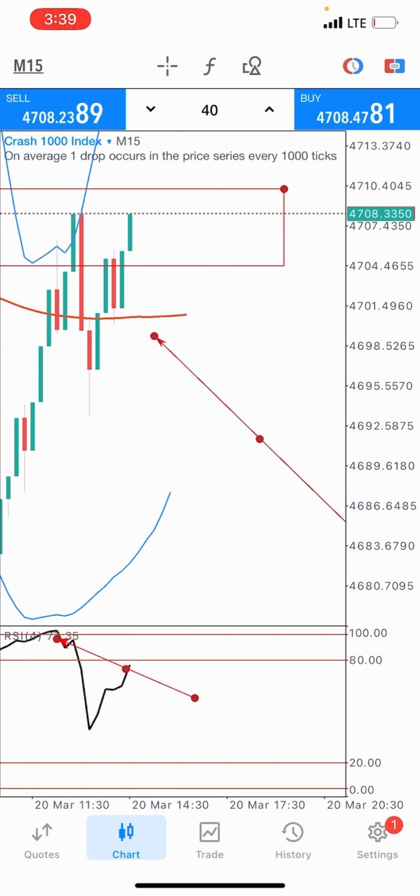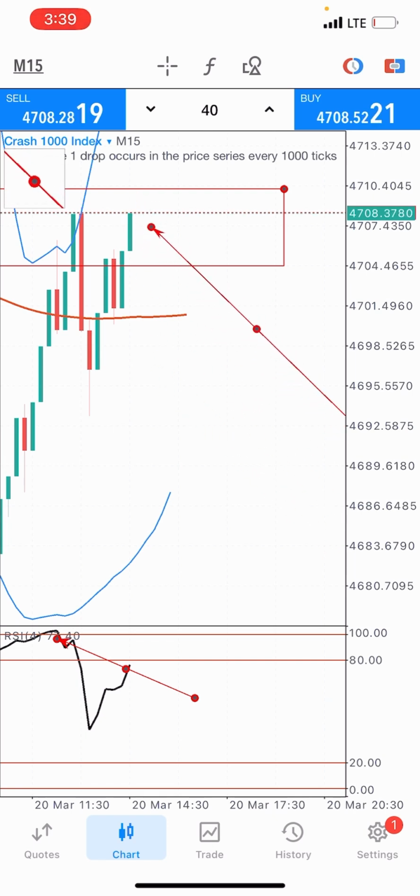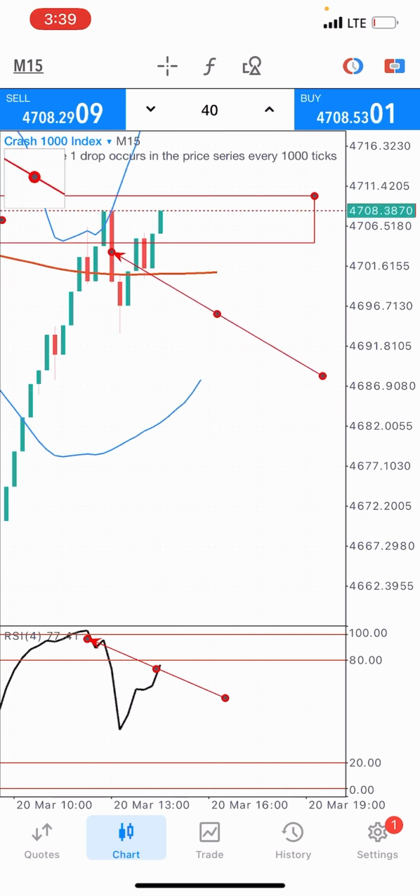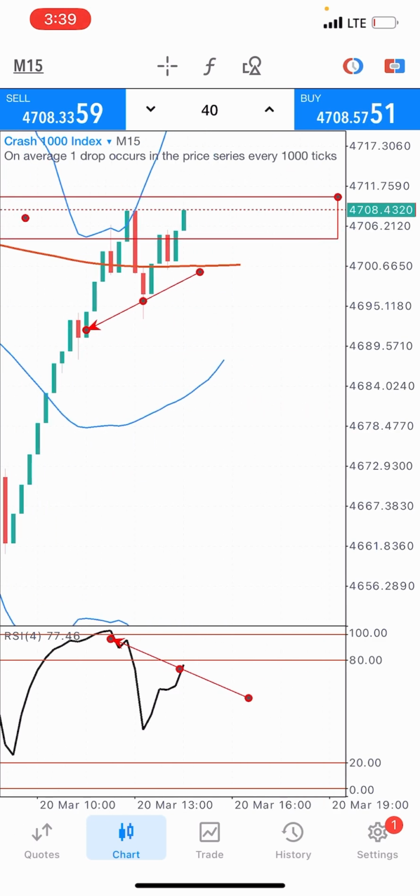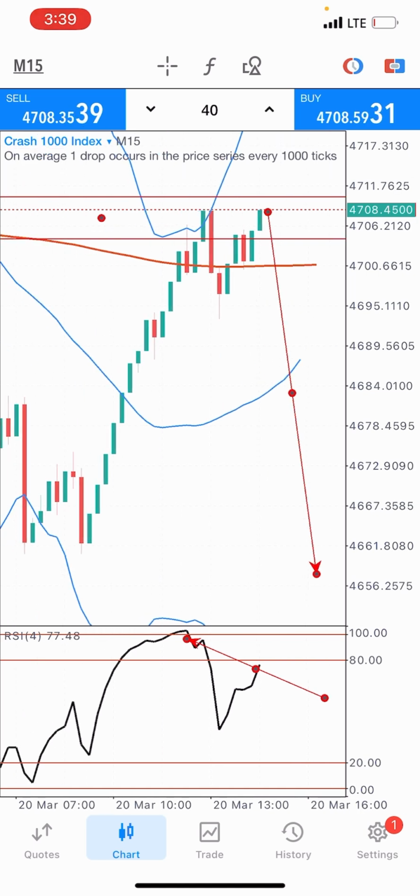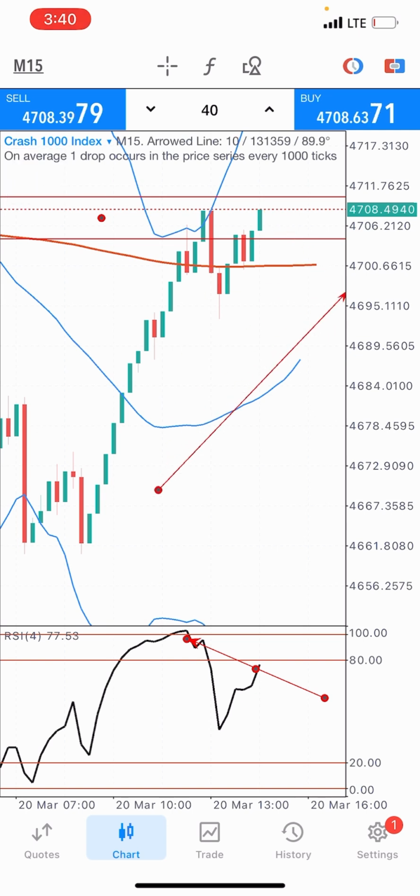So now we are looking for a selling opportunity on the crash 1000, but we cannot just sell it until we see market spiking and giving us a rejection or a bearish engulfing candlestick like this one. Then we'll be selling. We'll sell it all the way down to the swing low. All right, so that's what we're actually waiting for now. So hopefully we get the spike, but if we don't get the spike, then we let go.